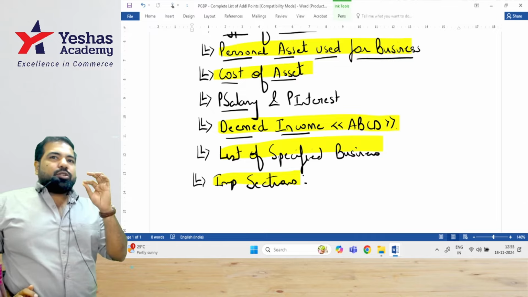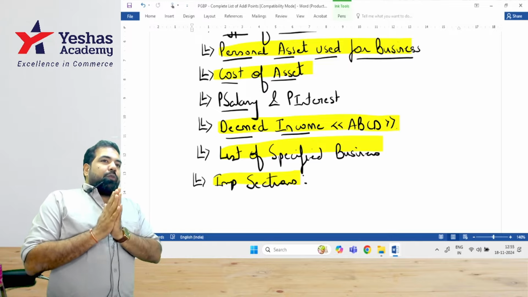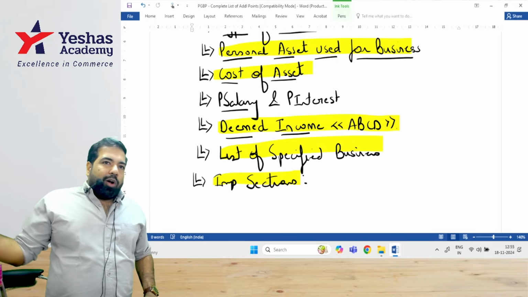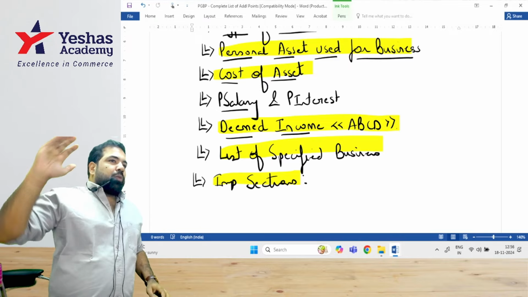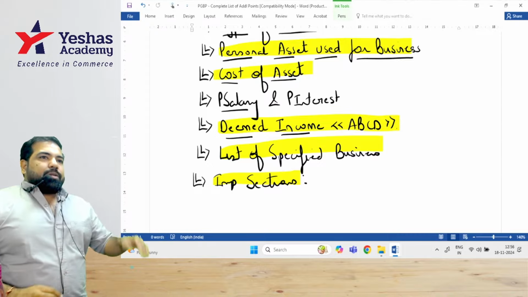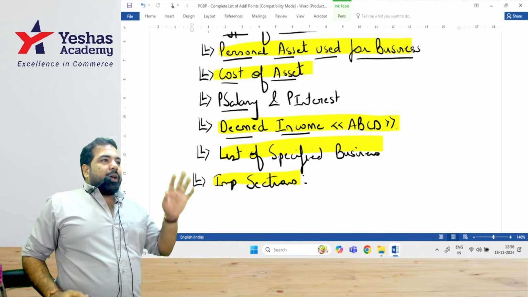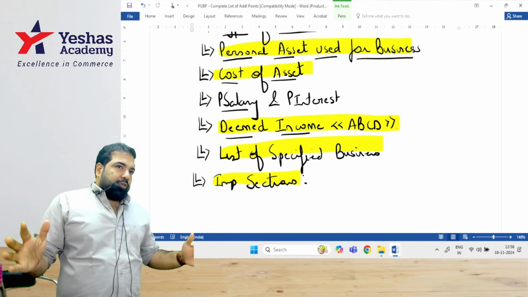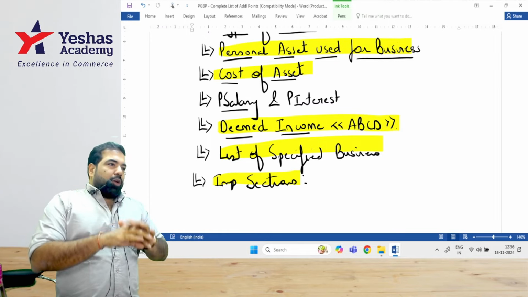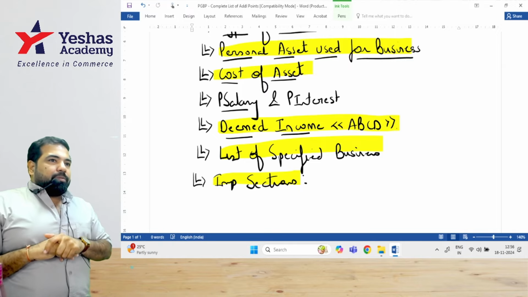Guys, the secret sauce to do PGBP is to do it without the sections. Do all the concepts, don't even look at one section. Once you're done with all the concepts, then add the sections, plug in the sections and remember them. Remember, concepts are like the gift. First create it, then the wrapping you can do later on with the sections. Yes, so PGBP is done.